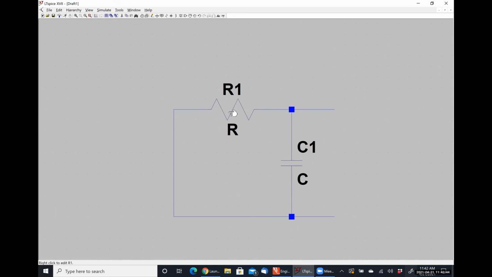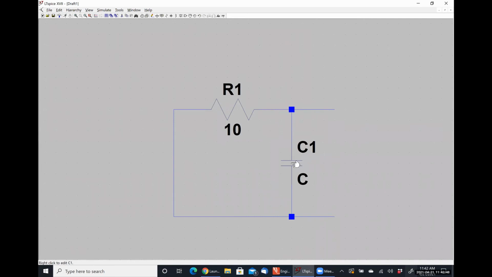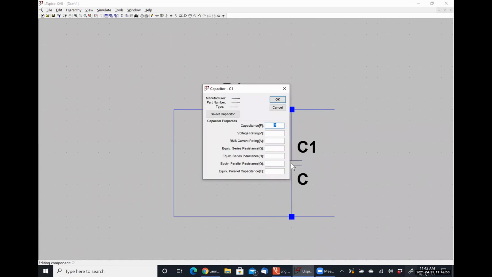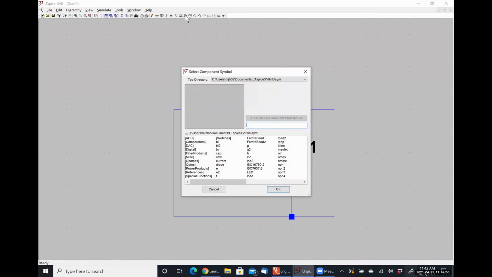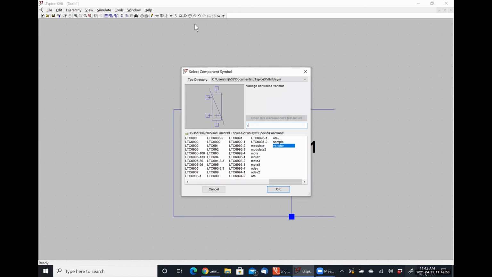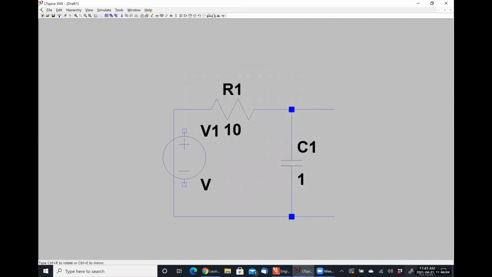Pardon? 10? All right. Give me a capacitance value. 1 farad. All right, that's easy enough. I'm going to throw in a voltage source because I need to. And I'm going to drop this guy in here. Okay, and so this is our first time we're ever going to be doing a frequency analysis on LT Spice.